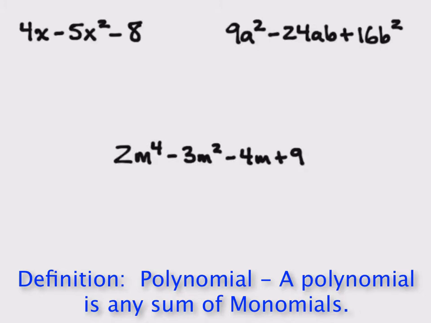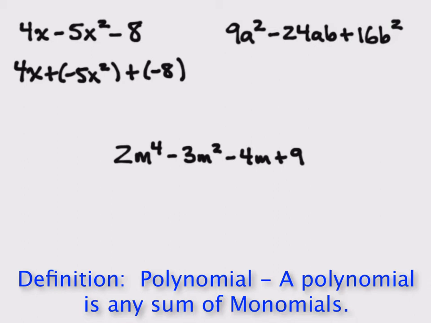All right. Now, let's take a look at our first example. If we look back at the definition, it says that a polynomial is a sum of monomials. Well, is this a sum? All I see is subtraction. Well, remember, we can always rewrite subtraction using addition. For example, we can rewrite that polynomial as a sum of monomials, 4x plus negative 5x squared plus negative 8.